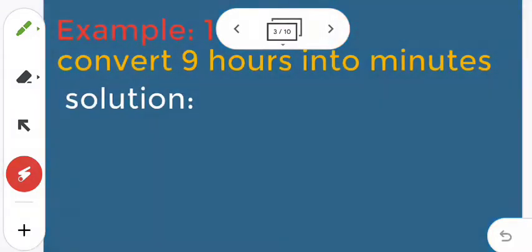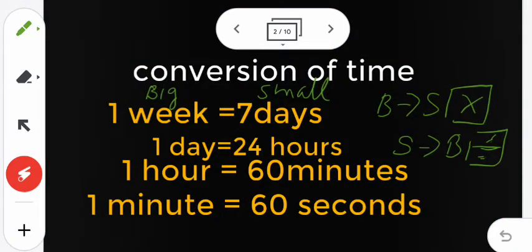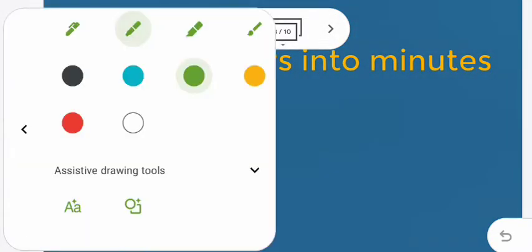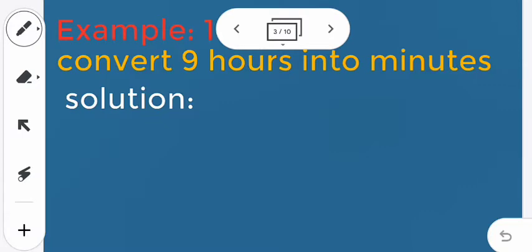Now let's start the calculation here. It is given: convert 9 hours into minutes. So here, hours into minutes. Where is the formula? Hours and minutes, so this is the formula. We will take this one: 1 hour equal to 60 minutes. First you have to write that formula. So you write it first: 1 hour equal to 60 minutes.